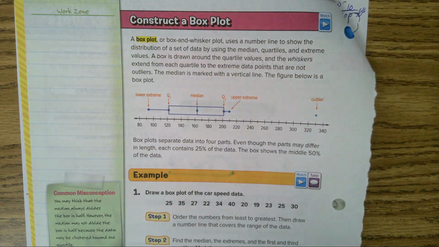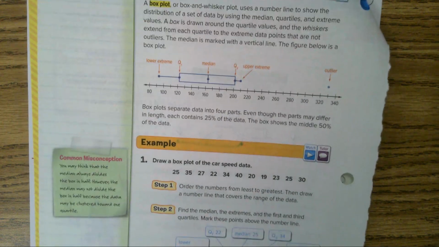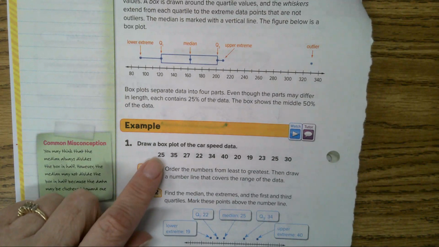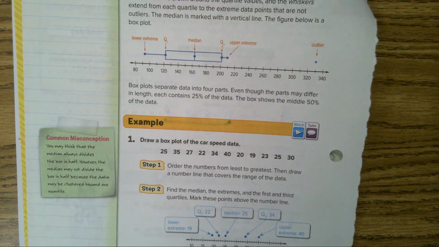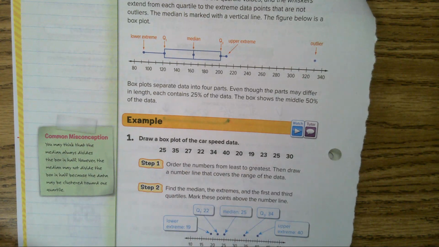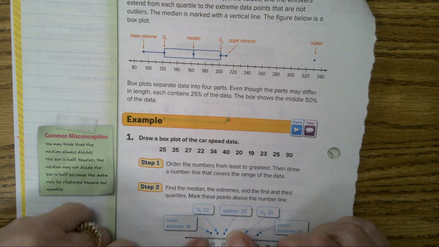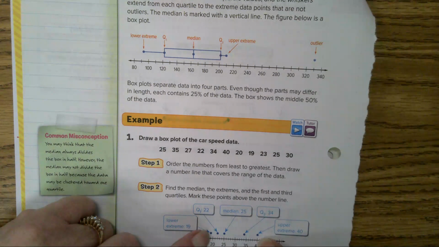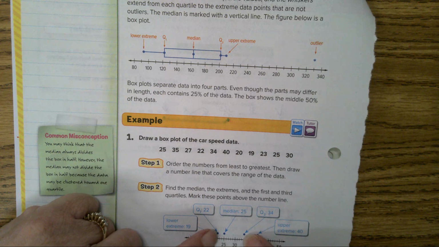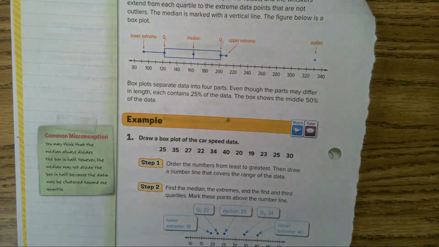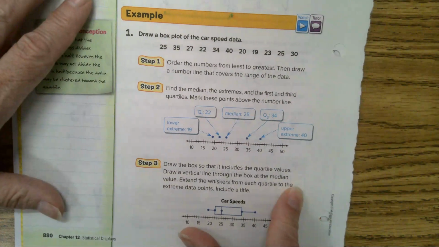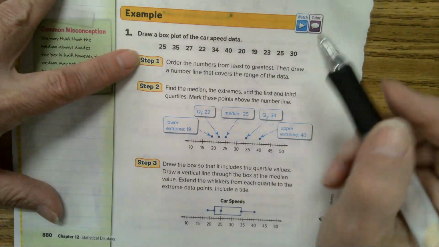Okay, let's look at number 1. It says draw a box plot of the car speed data. Here we have speeds. The first thing they had to do is put them in order from little to big. Then you had to find your median, your lower extreme, your upper extreme, your Q1, and your Q3. Well, let's just put these in order. You couldn't really see that, so you can see what to do here. All right, so let's begin.